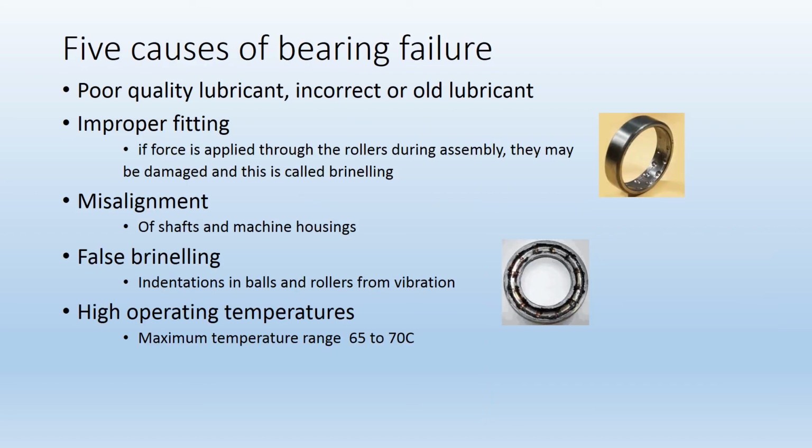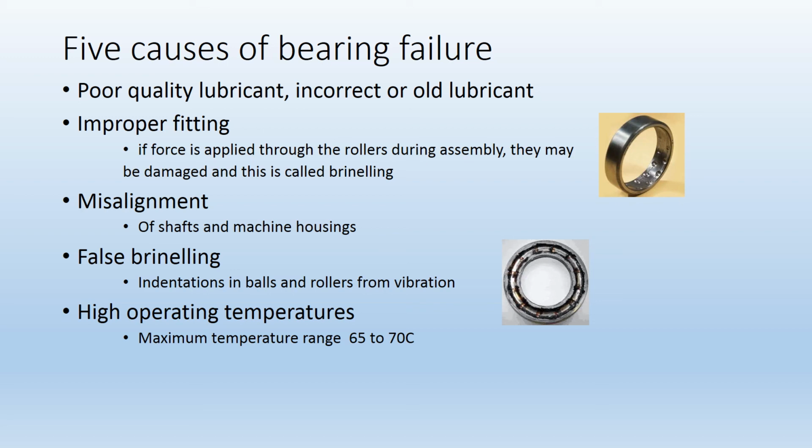5 causes of bearing failure: poor quality lubricant, incorrect lubricant, or old lubricant. Improper fitting. During an installation of a bearing, if force is applied through the rotating elements during assembly, the inner and outer races may be damaged. Also, the rotating elements can be damaged. In extreme cases, you can have indentations in the races caused by forces going through the rotating elements, and that's known as brinelling. Another cause of bearing failure is misalignment.